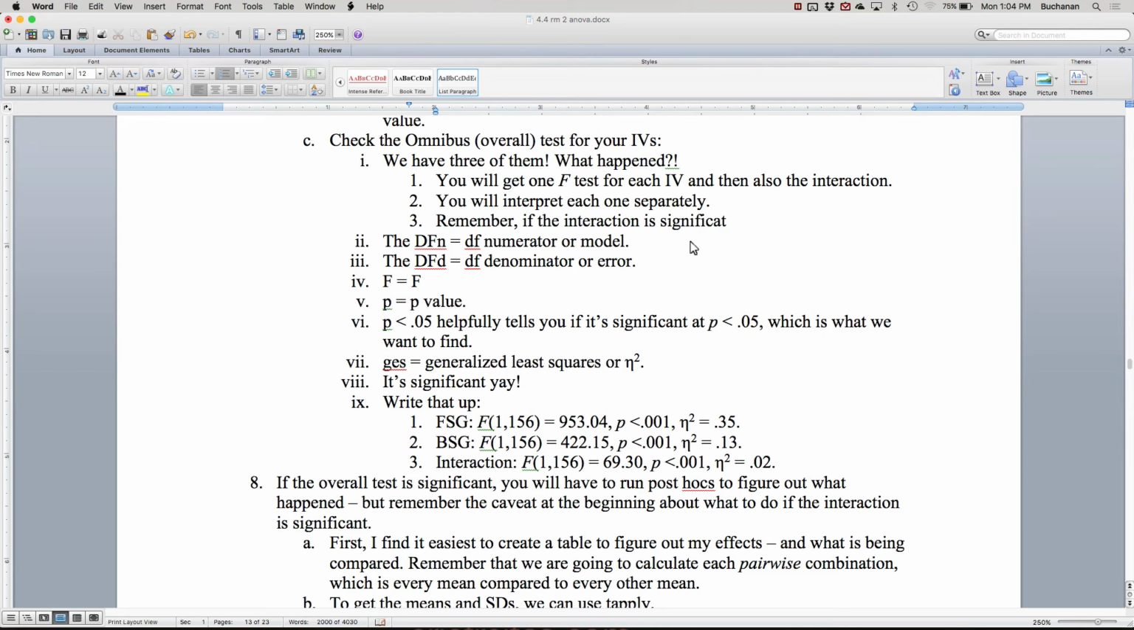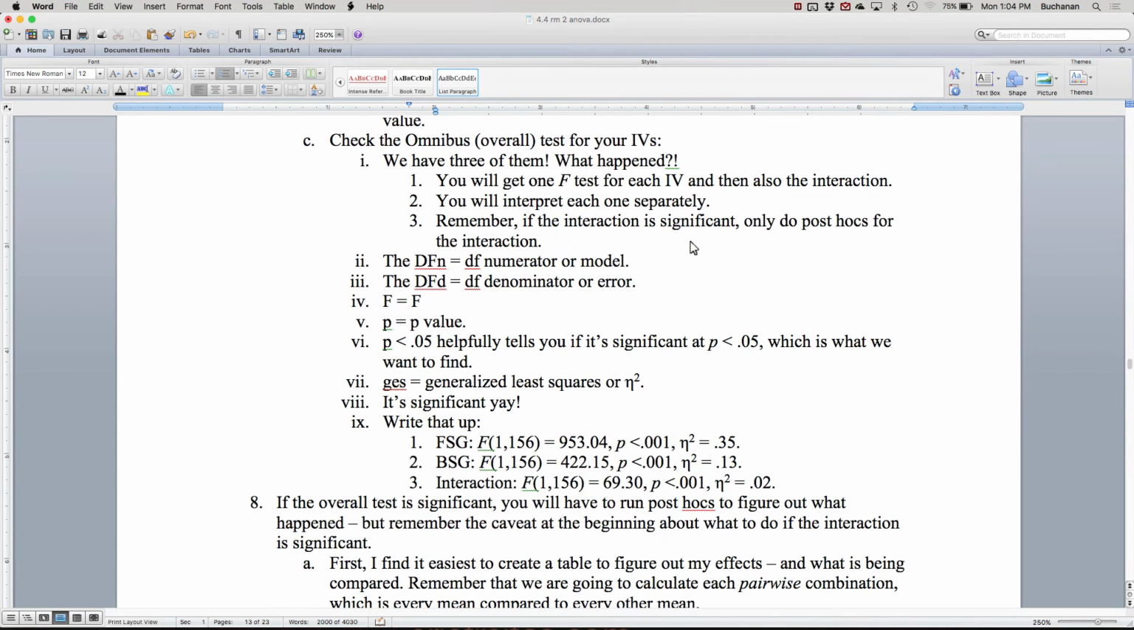If the interaction is significant, only do post hocs for the interaction. I think that's where I was going with that. See, but I also have it down here, so it's in here like 4 times. So at one point you'll get it. Right, you still report the main effects as being significant. So it's not like you just leave it out if you're going to do the interaction. You still report the main effects, you just don't run post hoc on them.